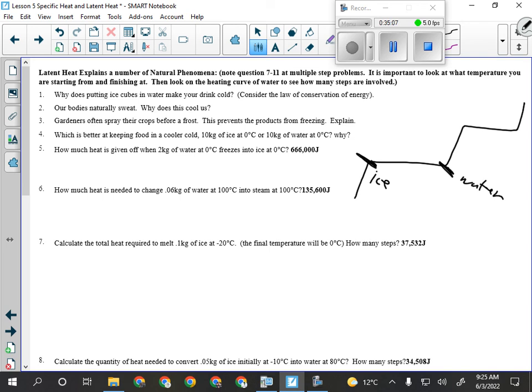Exactly. For every gram of sweat that evaporates from your body, 2,260 joules of energy from your body go with it. That's why if you're just laying in the sun and you're just sweating, you feel really, really hot. But if you get up and walk around, you increase the rate at which the sweat evaporates and you feel cooler. Even though you're more active, you feel cooler just because you're getting the water to evaporate.